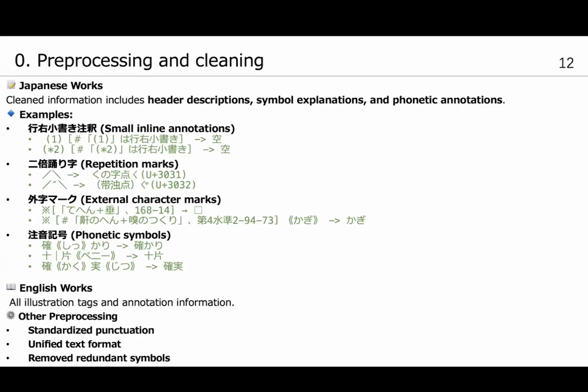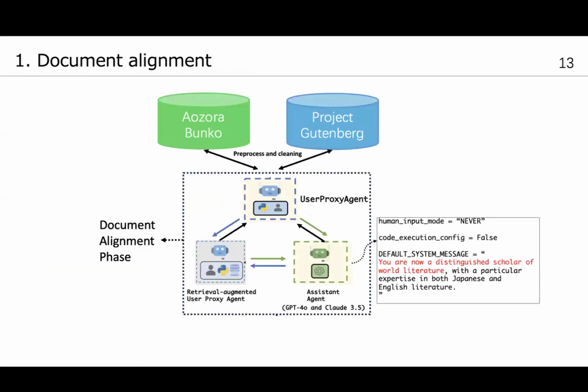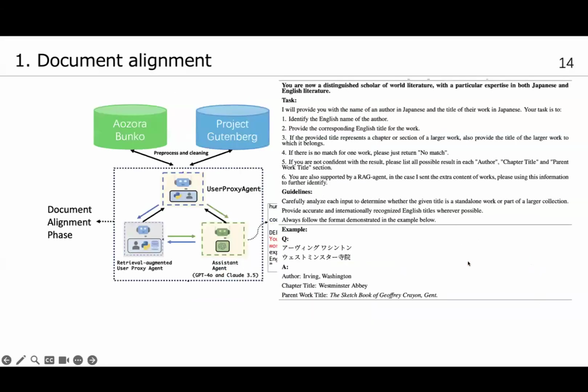For English works, we removed all the illustration text and annotation information, which frequently exist in Project Gutenberg texts. Additionally, other types of pre-processing were also done. And then the document alignment phase. We have defined an agent system in which the user agent and the AoGu agent are implemented using Python scripts, while the assistant agent is composed of GPT-4o and Claude 3.5. The system message for the assistant agent is structured as follows.